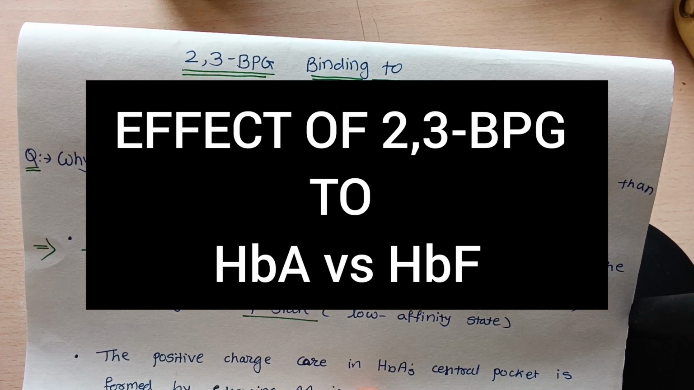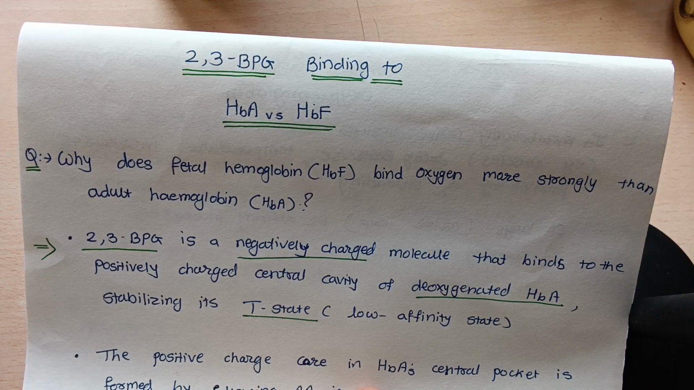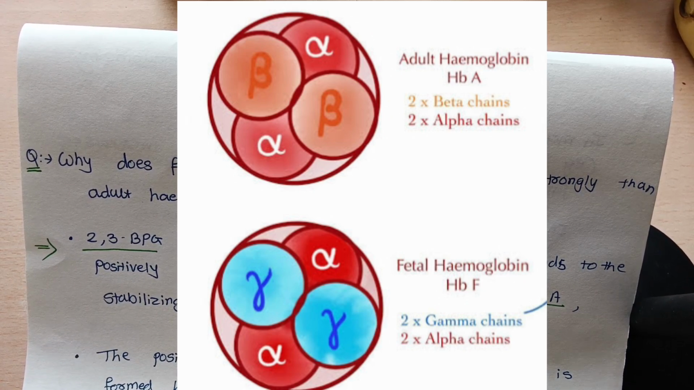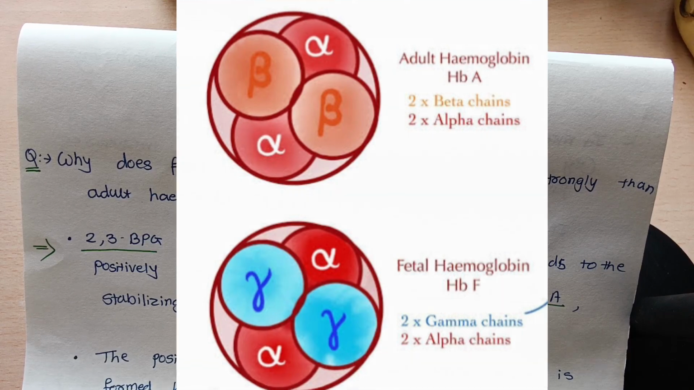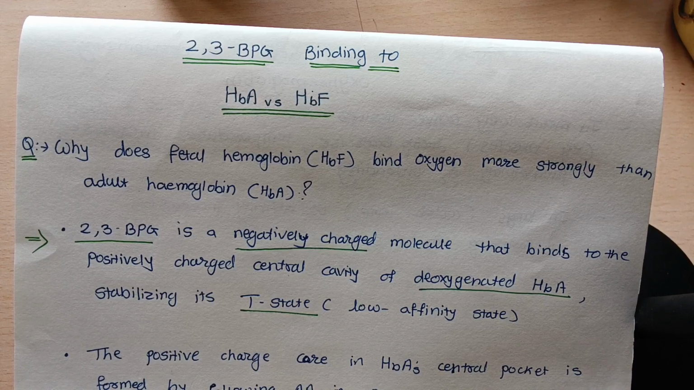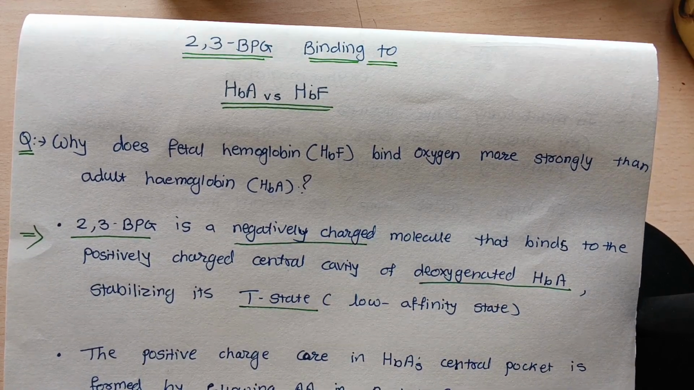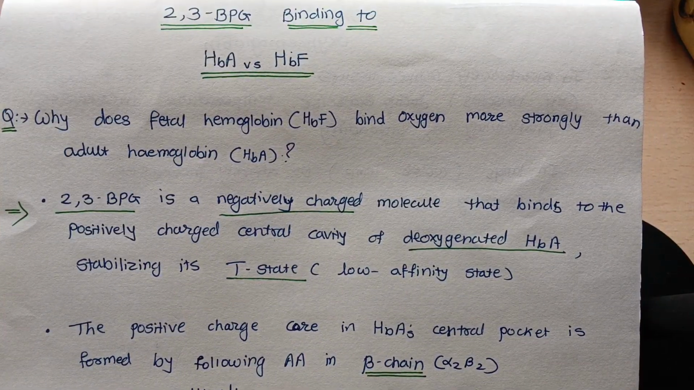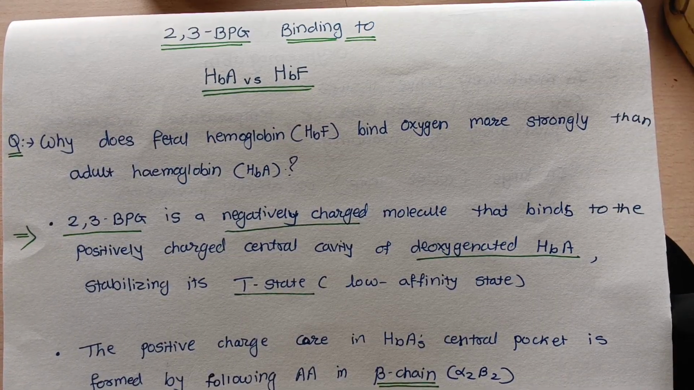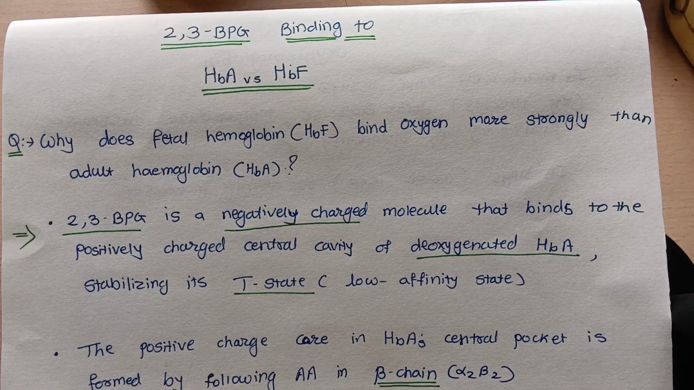fetus hemoglobin. The difference between the adult hemoglobin and fetus hemoglobin is that the adult hemoglobin has 2 alpha and 2 beta chains, while the fetus hemoglobin has 2 alpha and 2 gamma chains, and fetus hemoglobin has a higher affinity for oxygen as compared to the adult hemoglobin. So we will see the reasons why the fetus hemoglobin binds oxygen more strongly than the adult hemoglobin. Here we will see the difference in the effect of 2,3-BPG on adult hemoglobin and the fetus hemoglobin.